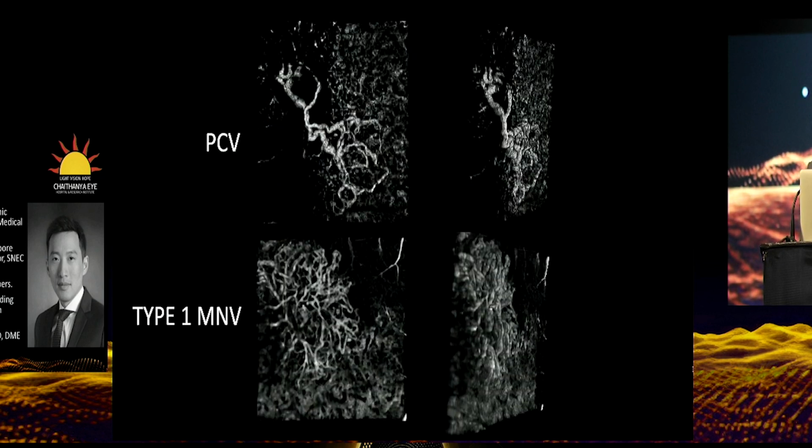Let's look at the branching vascular network. So if we compare the branching vascular network on these reconstructions on PCV and a type 1 MNV, we see that a lot of the PCV lesions actually have a very large trunk vessel.